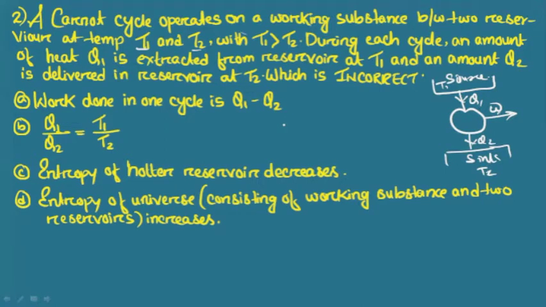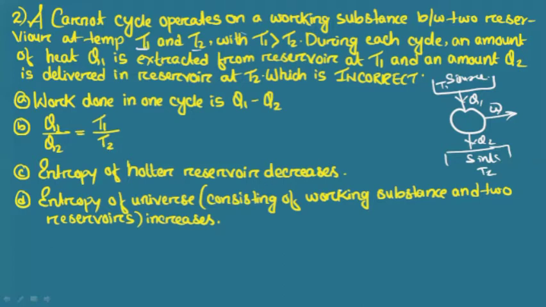Now you have to say which one statement is incorrect. So here the first statement is: work done in one cycle is Q1 minus Q2. It is correct because W is equal to Q1 minus Q2. It is taking Q1 heat from the hot reservoir, from the source, and it is delivering Q2 heat to reservoir 2 after doing W amount of work. So W is equal to Q1 minus Q2. This is correct. Next, Q1 by Q2 is equal to T1 by T2. This is also correct.